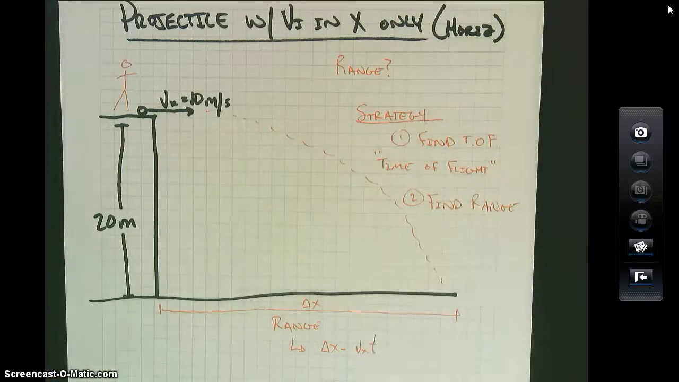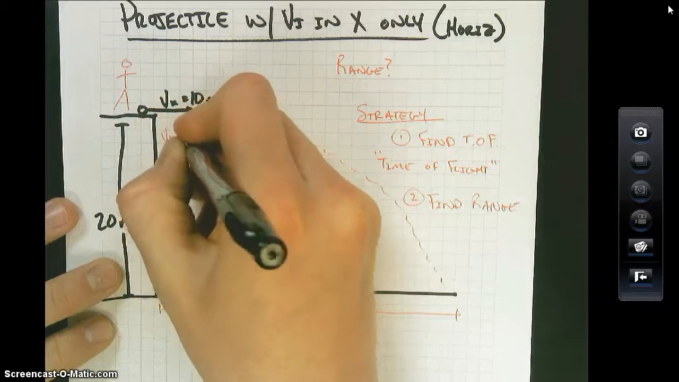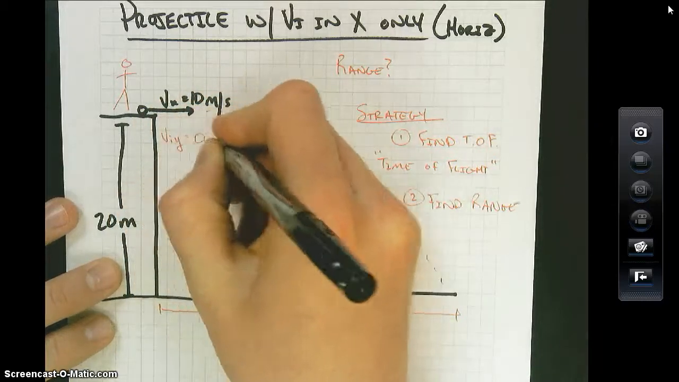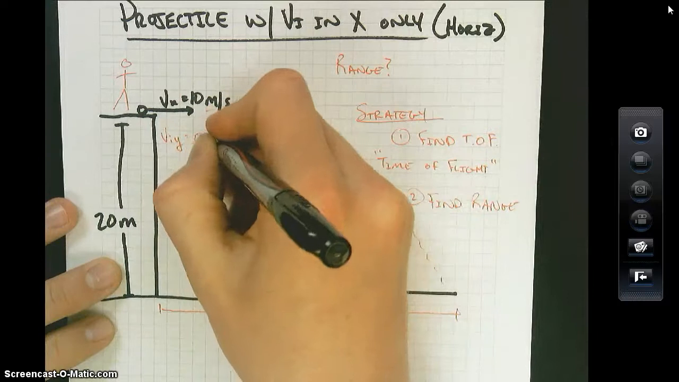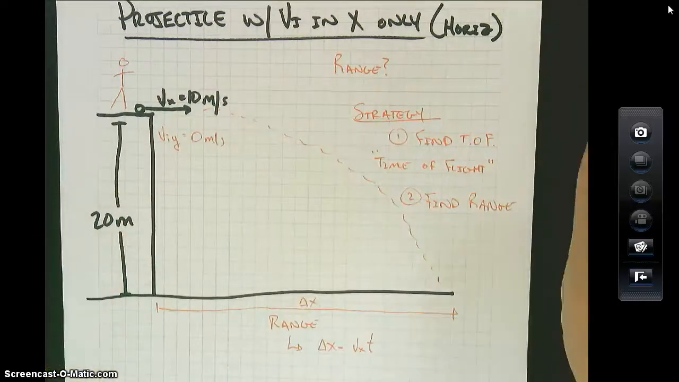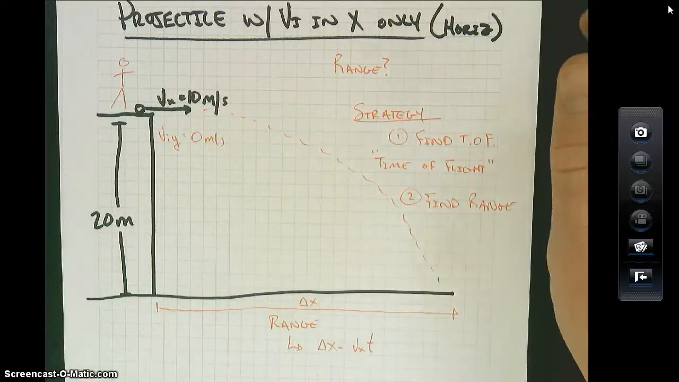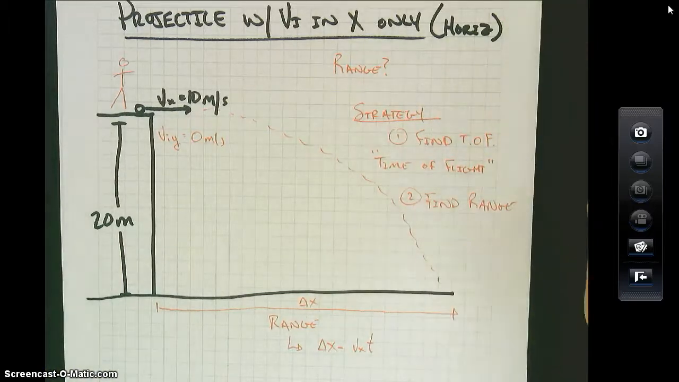Now, if this is only in the x direction, that means that my vi in the y is 0, because all of this velocity component is in the x direction. So therefore, our velocity initial is only in the x direction. So that allows me to do some things.